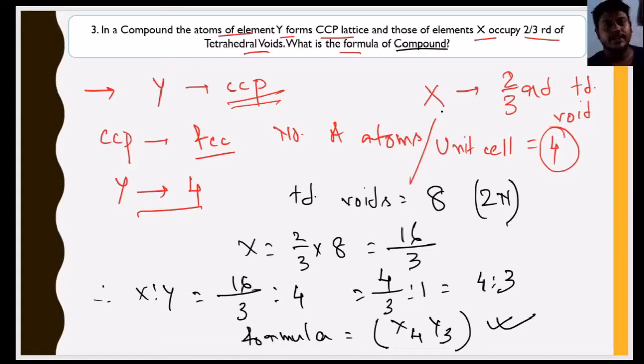So this is a very important thing to understand, having a compound of X and Y with the details in structure, जहाँ पे बोला गया है Y has CCP, Y form CCP lattice, X form 2/3 of the tetrahedral void, occupy 2/3 tetrahedral void. So everything is explained there. You have to just find out the formula.